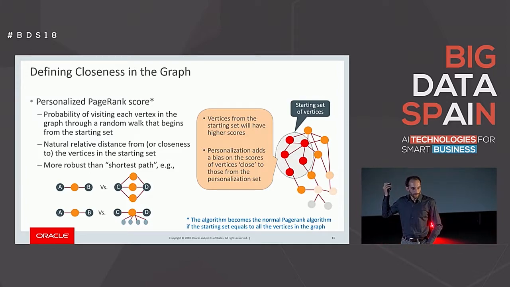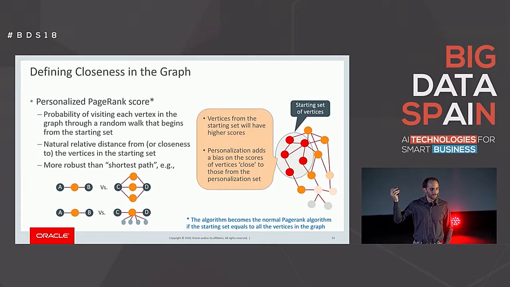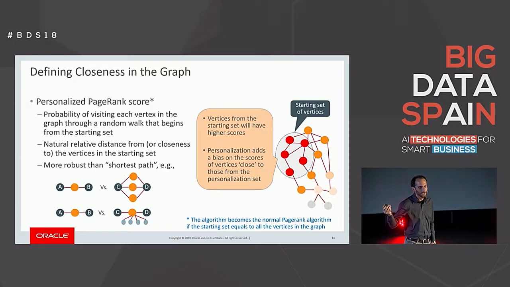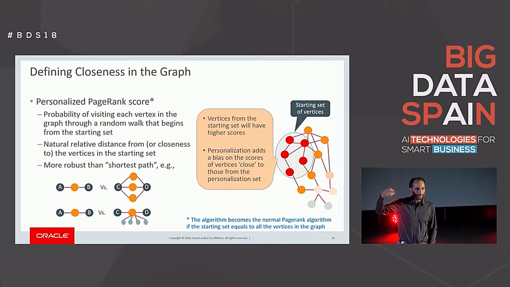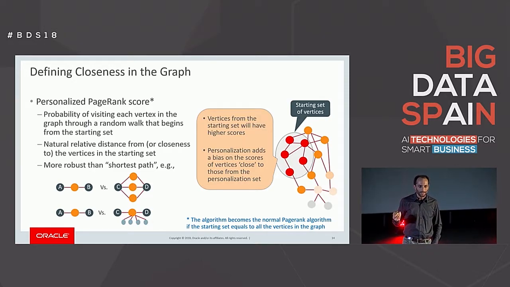Using PPR is more robust than just using something like shortest path, which is a straightforward way to measure the distance between two vertices that you could think of. But if you think about it, shortest path doesn't really explain. It treats the cases that you see in the slide in the same way. So A and B are the same as C and D if you use shortest path. There's just one vertex in between. But intuitively, they're quite different, right? In the first case, there are many more connections between C and D. In the second case, there are many other things that go through the middle node. So the definition of closeness is better captured by PPR than by just shortest path.